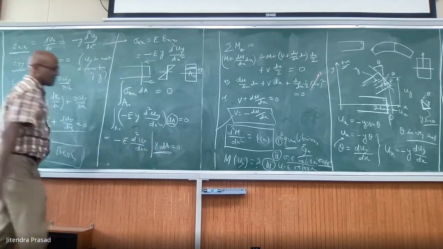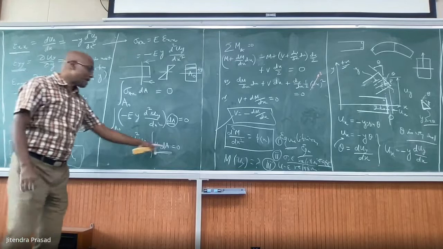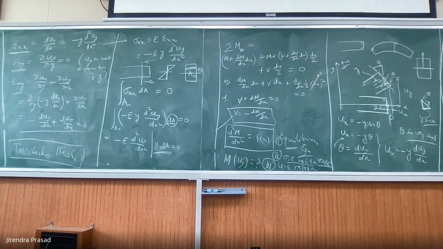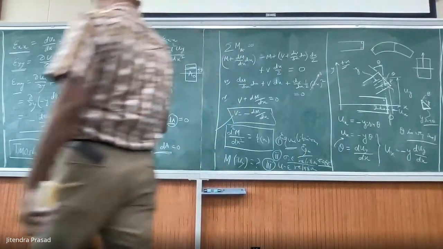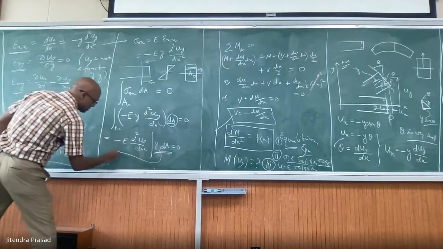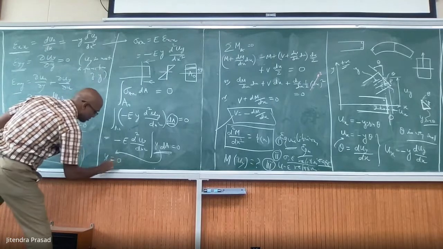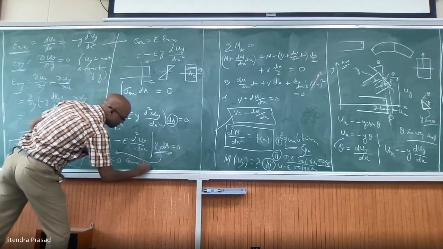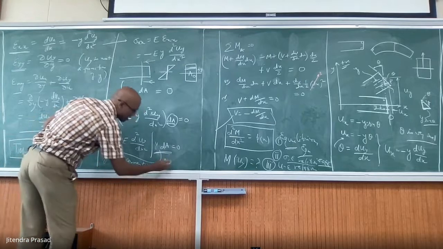What is the meaning of that? The integral of y dA equal to 0 really means that our reference line passes through the centroid of the cross section. Or you call it the neutral axis, right? This tells you that y equal to 0 corresponds to the centroid.